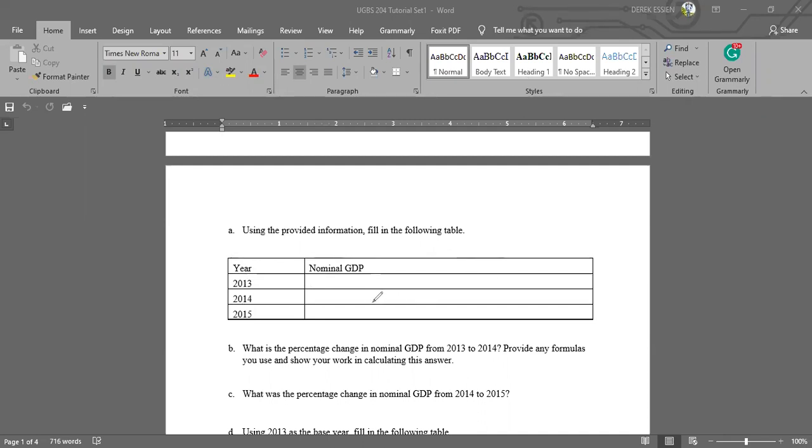So let's take this. We have been asked to calculate the nominal GDP. And remember this one, we consider both the quantity and the price. If you have the questions, you can also open it. We said that this nominal GDP takes into account both the price and the quantity. So we can take 2013. In 2013, what was the price of books?